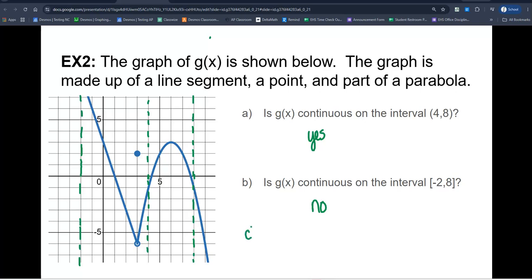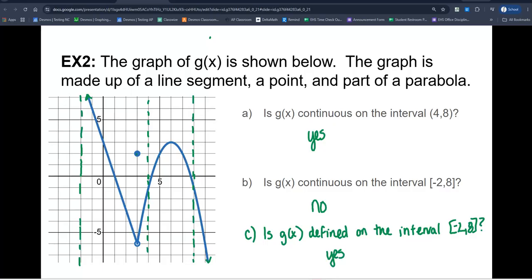Let me add another question. You don't necessarily have to write this down. Is g of x defined on the interval -2 to 8? What does it mean for it to be defined? It has an answer, you get an answer out. So it doesn't have to be continuous. It just has to have a graph there. Do we have something at every point? These should have arrows on the end. They don't, but they should. We have something everywhere. The trouble point again is at 3, but the graph is still defined at that point because we have the dot that fills it in. So this would be a yes. It's defined everywhere. It's just not continuous.